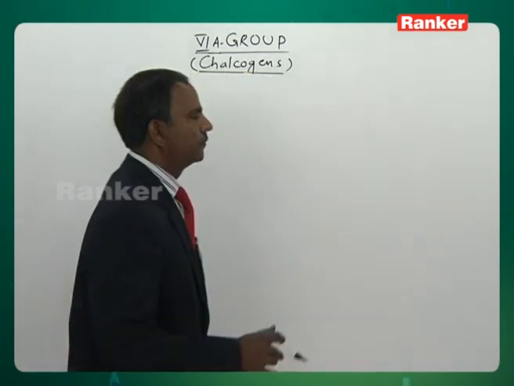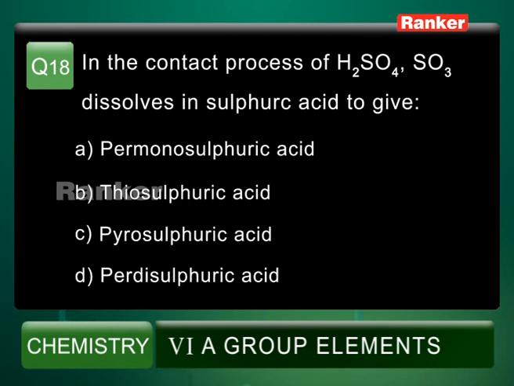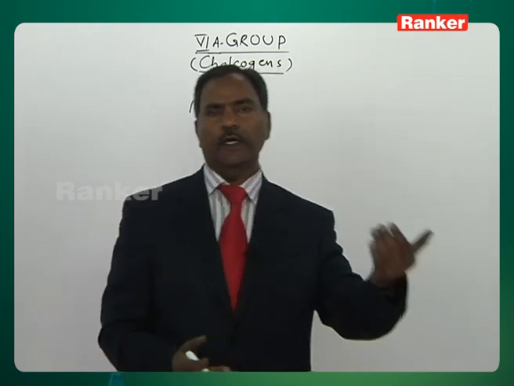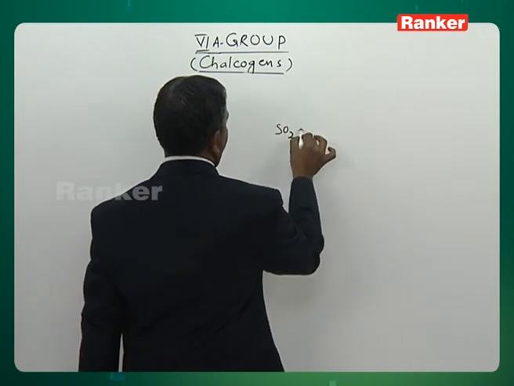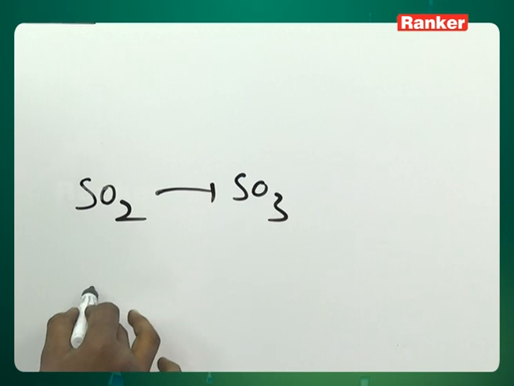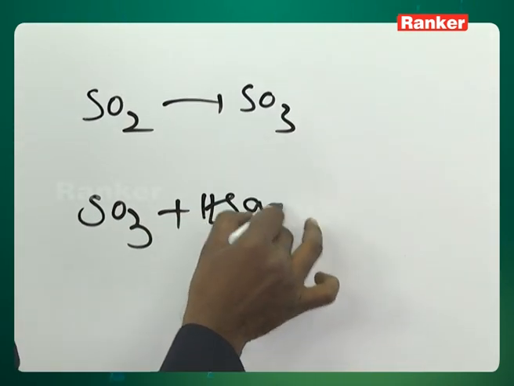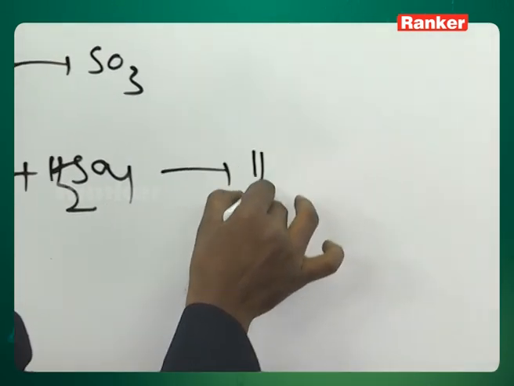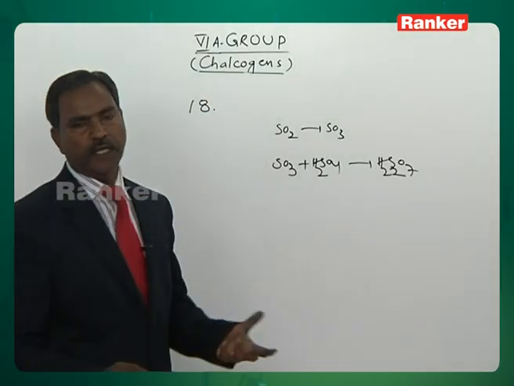Question number 18. In the contact process of sulfuric acid, SO3 dissolves in sulfuric acid to give... There are actually some steps. In the contact process, sulfur dioxide is converted into sulfur trioxide. Sulfur trioxide is dissolved in sulfuric acid, then you are getting H2S2O7. This is the actual reaction.